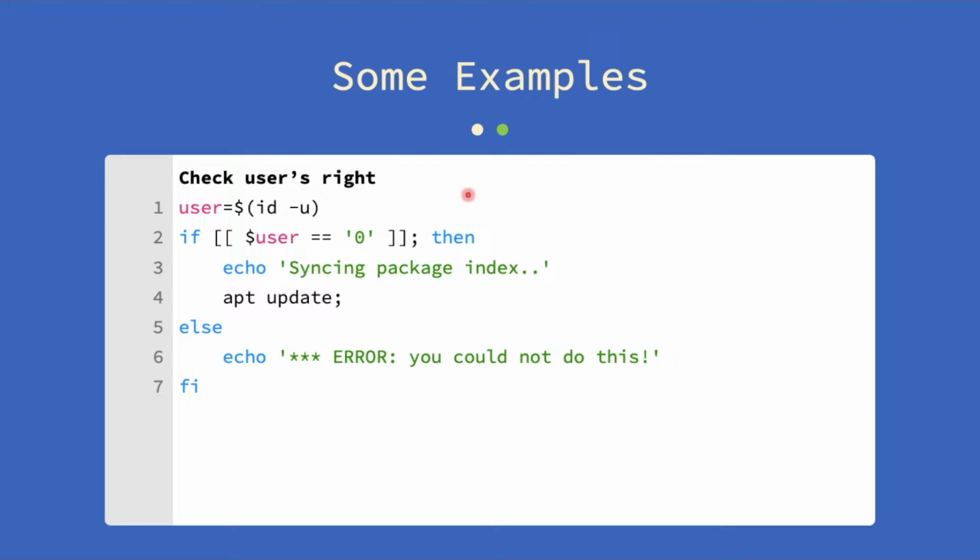In the second example, we're testing if the current user has the right to update the package index. If the user ID is equal to 0, which means he's the root user, then we'll do the update. If not, we'll print a message to inform them. So now you have some general ideas about what if can do. Next, let's get into the syntax.